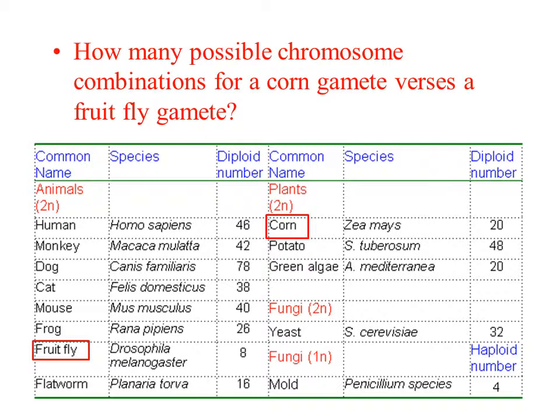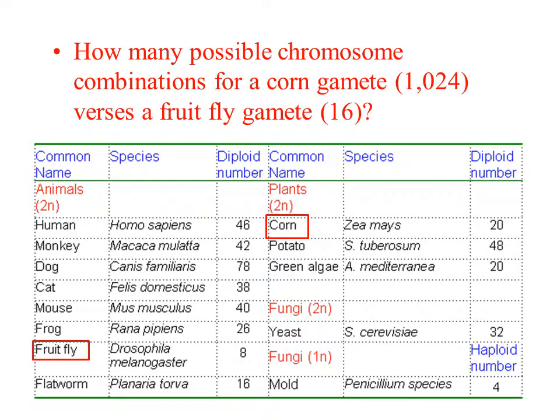I'm about to show you the answers. Push pause if you're not ready. The answer for the corn gamete is 1024. The answer for the fruit fly gamete is 16.